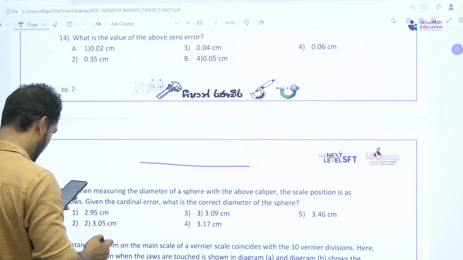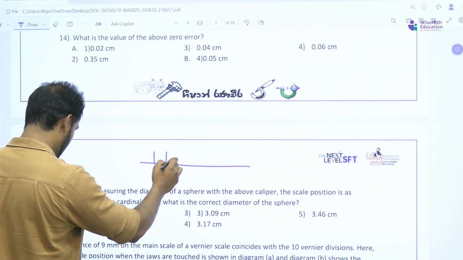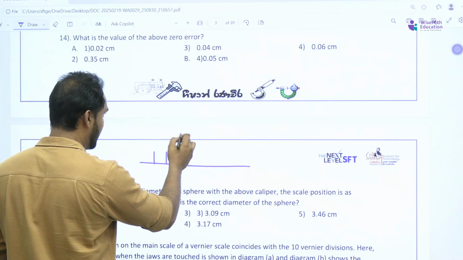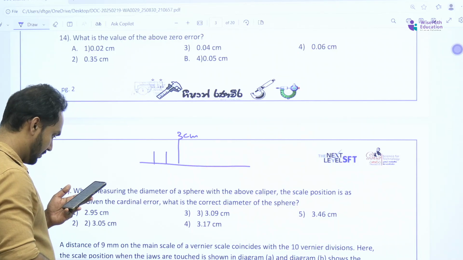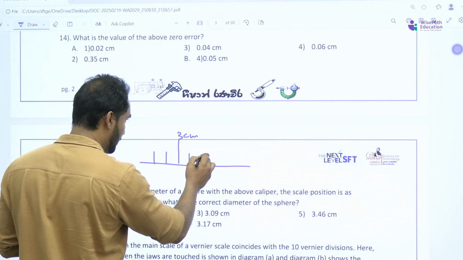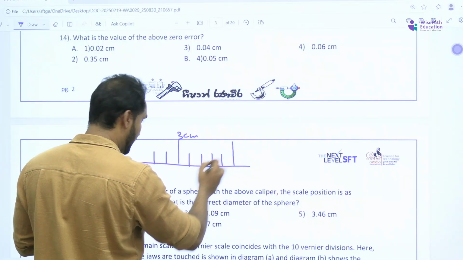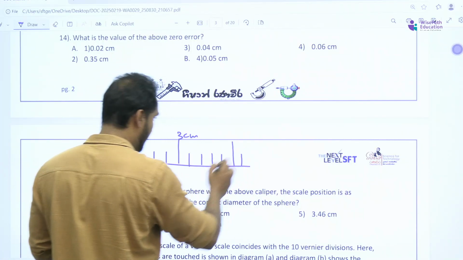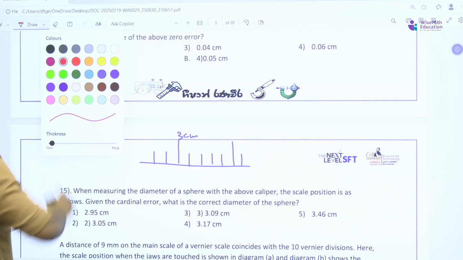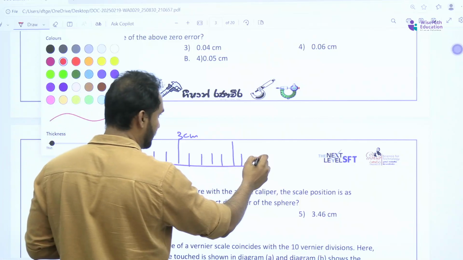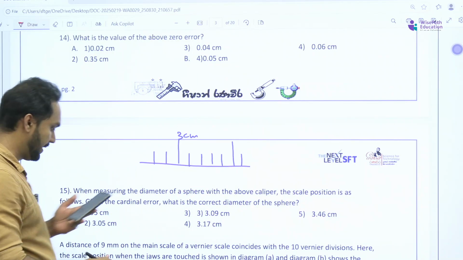Draw it. Now, 1, 2, then a 3 centimeter length, right? Then again 1, 2, 3, 4, 1, 2, 3, 4, and the 5th line is there. Again a 6th line is there, right? Afterwards, now this is the main scale. It hasn't been given as the main scale, but you know the centimeter values are there in the main scale, right?